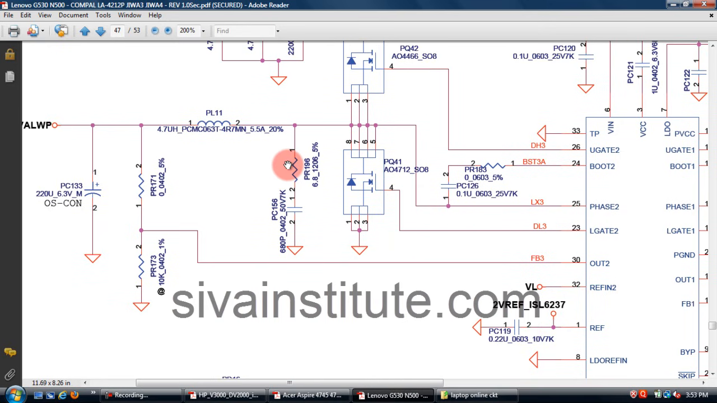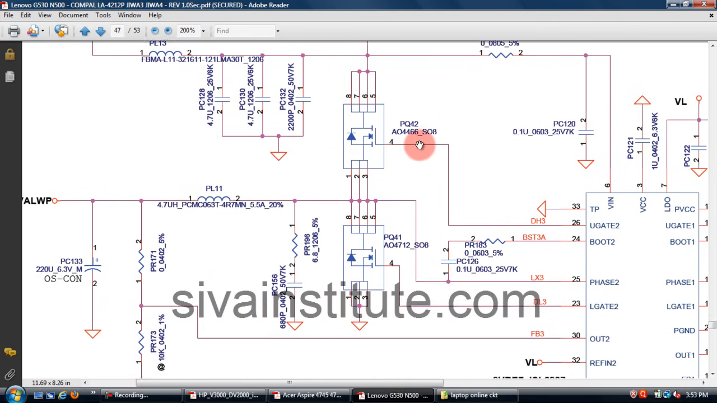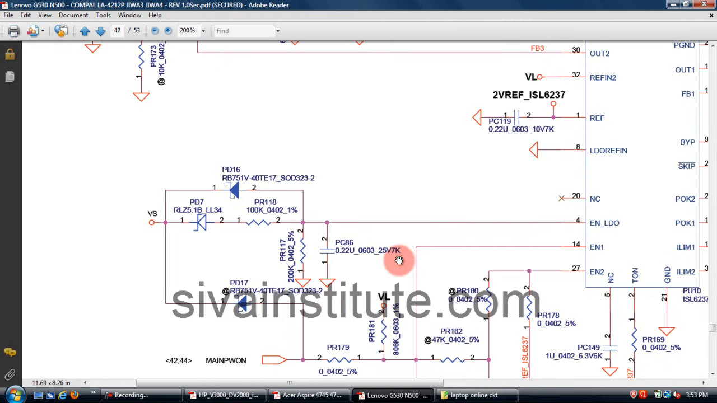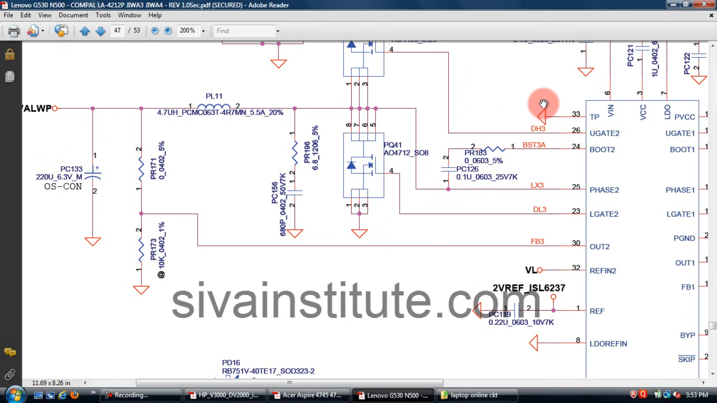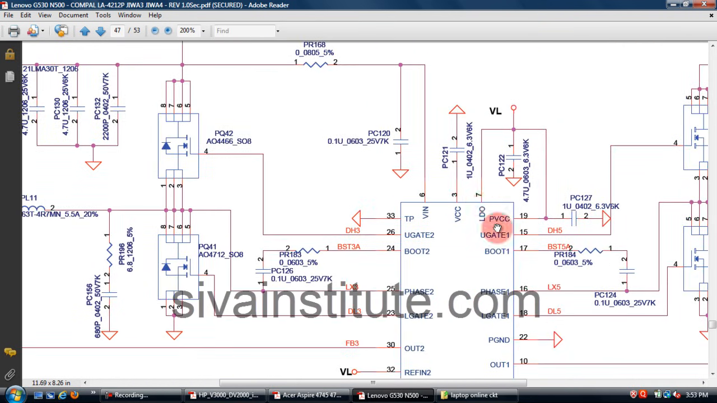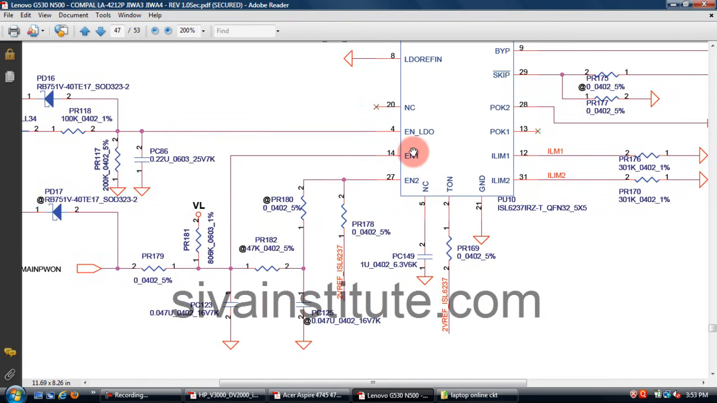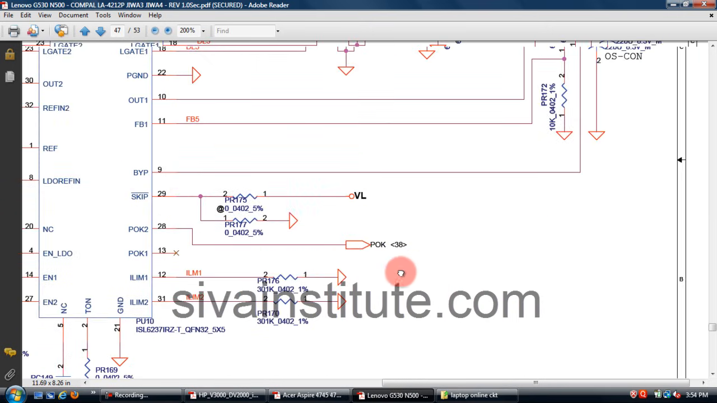This voltage comes from this voltage. You should check this voltage also. If there is no voltage at this point, the voltage will not come out from this pin. VL voltage. See here, after enable 1, the enable 2 voltage will come, 2.5 volts to 3 volts. When this voltage comes to here, the output will come out from these FETs.